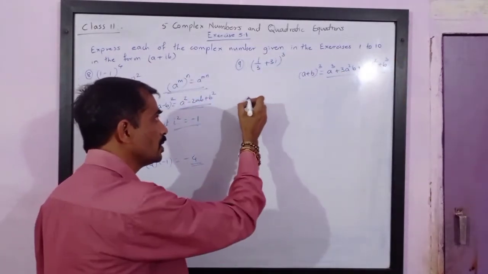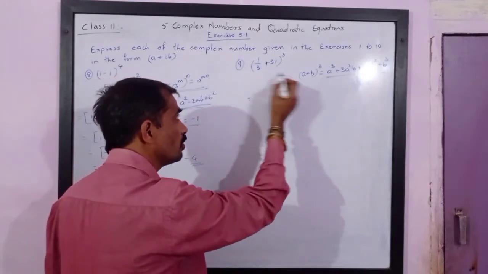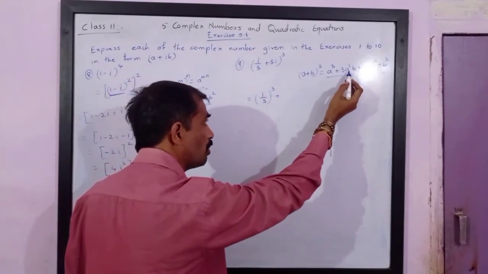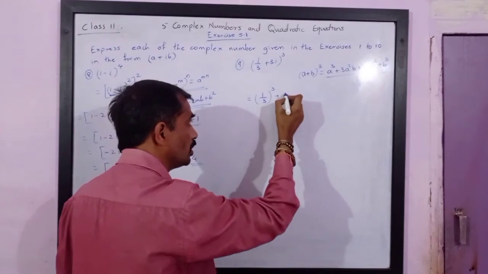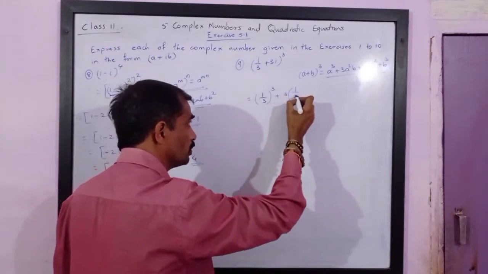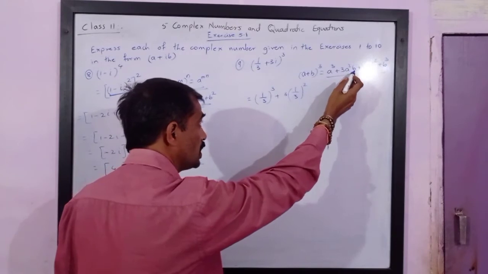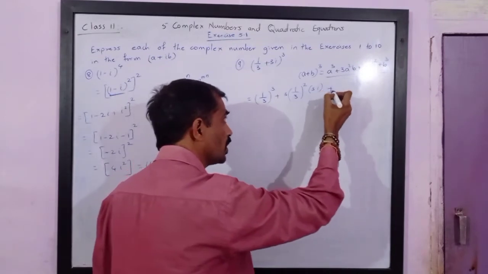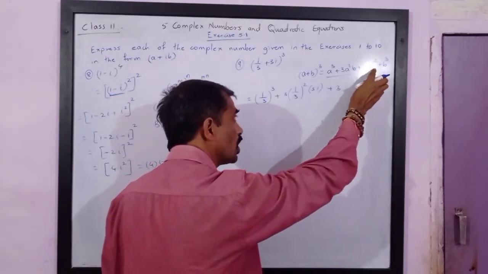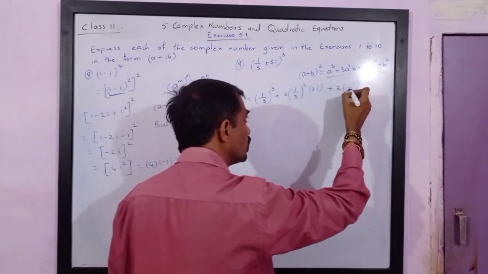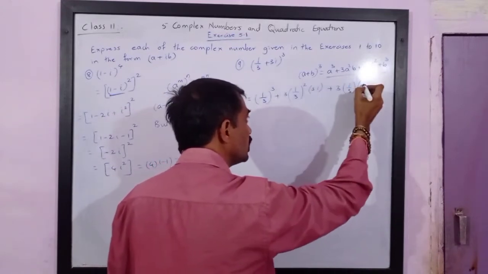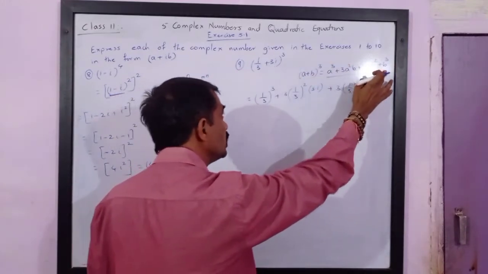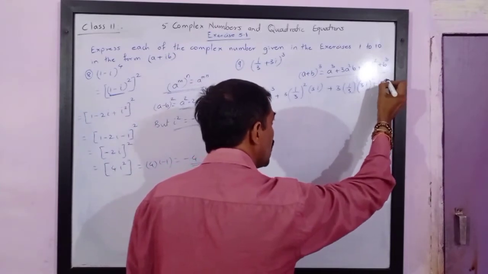So this becomes, please note, cube of the first term, plus 3 multiplied by square of the first term multiplied by the second term, plus 3 multiplied by first term into square of the second term. It means this is equal to (1 upon 3) cube, plus 3 multiplied by (1 upon 3) square into 3i, plus 3 multiplied by 1 upon 3 into (3i) square, plus cube of the second term, that is equal to (3i) cube.